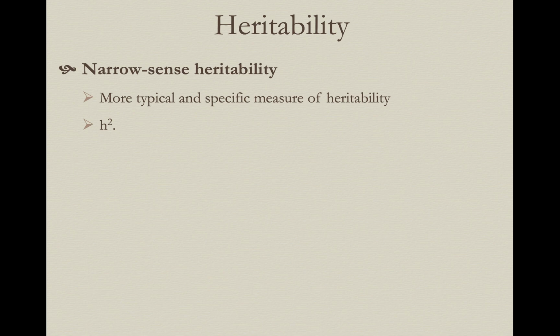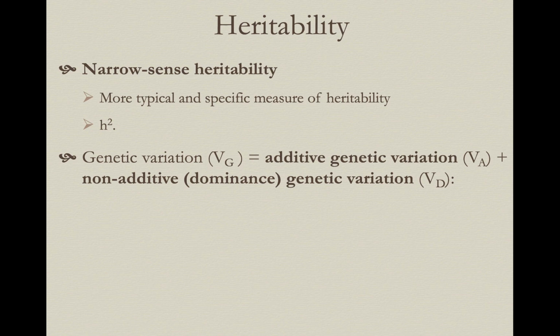There's a more specific approach in quantitative genetics where we're trying to estimate heritability, not broad sense heritability, but narrow sense heritability. This is a more specific heritability measure, and it is abbreviated as little h squared. So what we're going to do is take the Vg in the previous equation and break it up into two genetic components: an additive genetic component, Va, and a non-additive genetic component, which is also called the dominance component, and that's why it's called Vd.